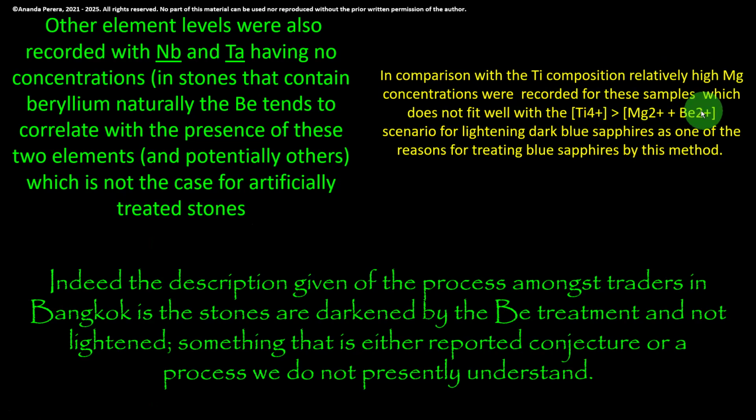Earlier, before the beryllium treatment, magnesium is a very small amount and titanium is a very big amount. Now the magnesium is joining with beryllium, increasing the level, so it becomes very close to the titanium level, and then it gives the color. This is the scenario for lightening dark blue sapphires, one of the reasons for treating blue sapphires by this method.